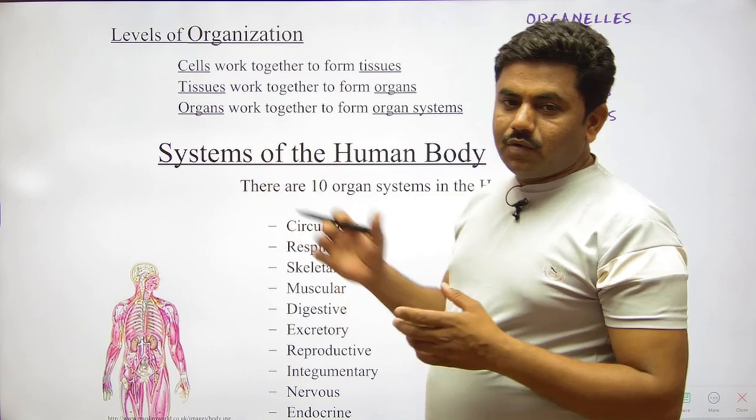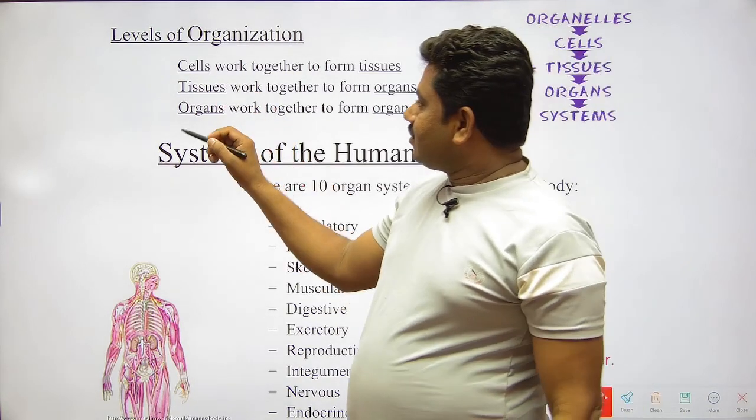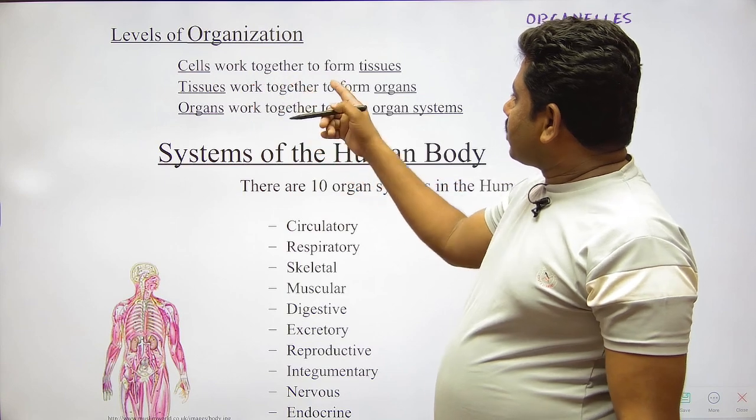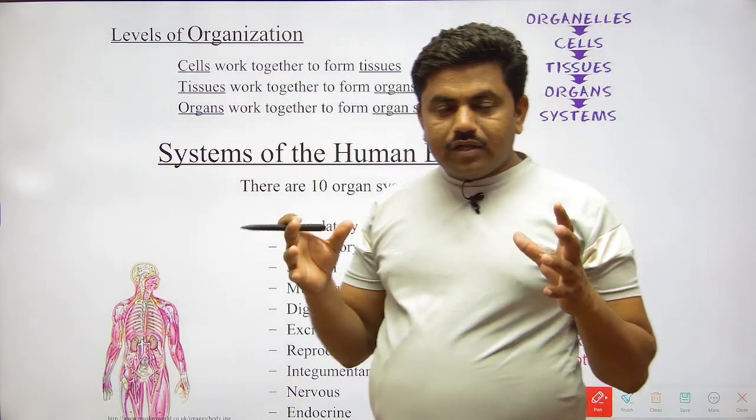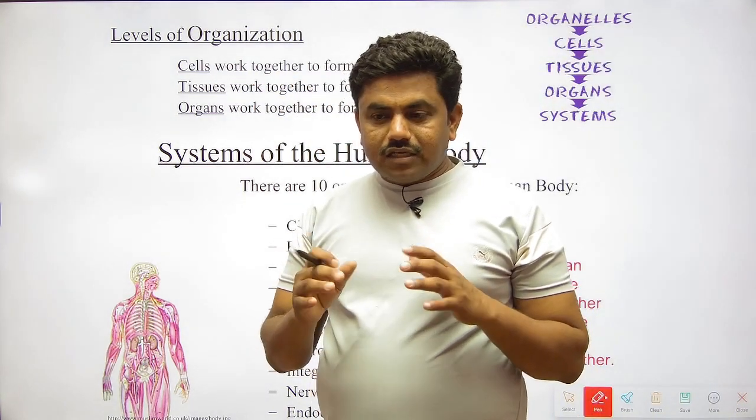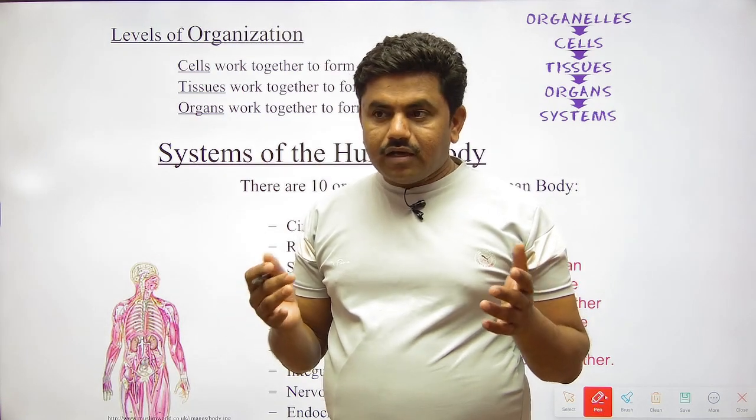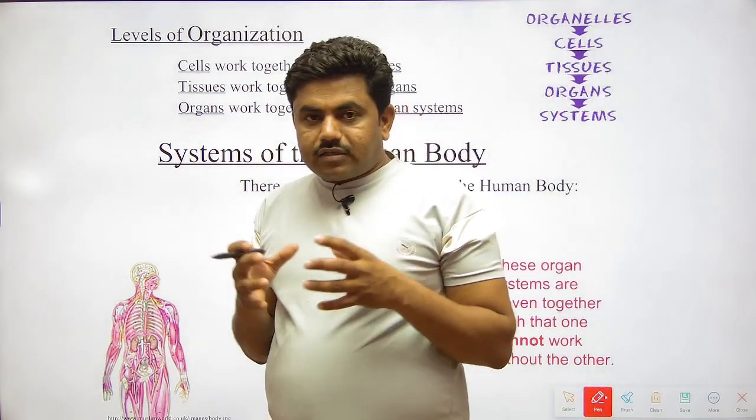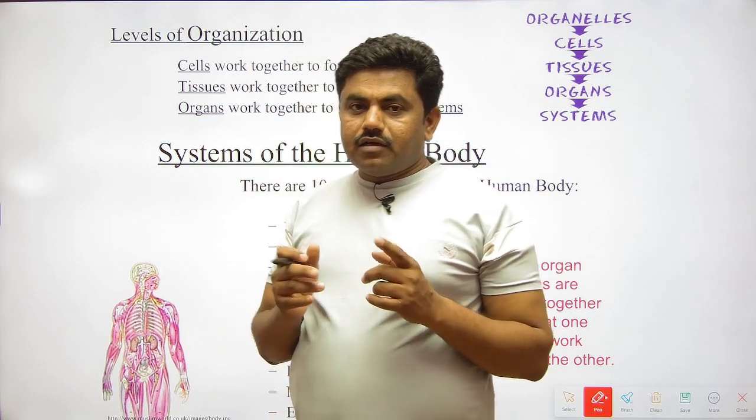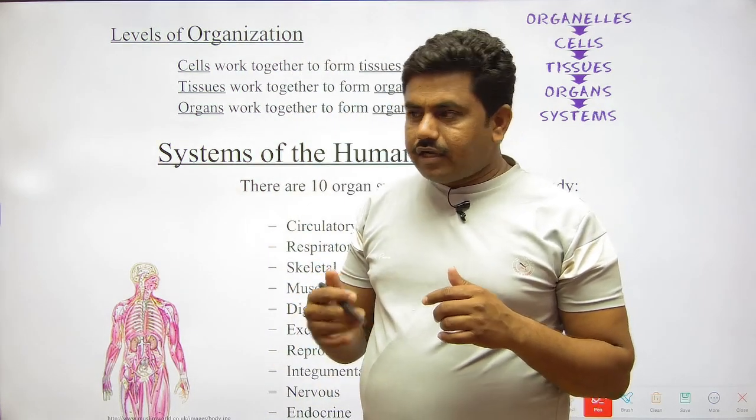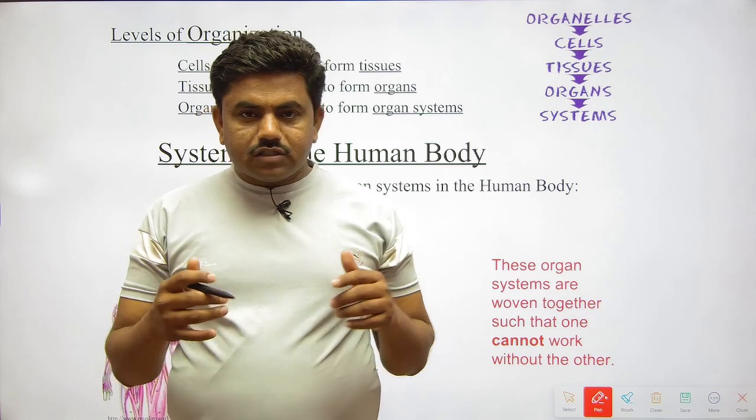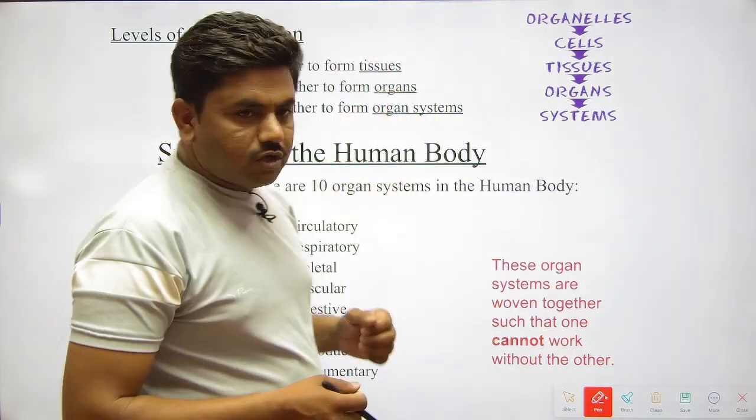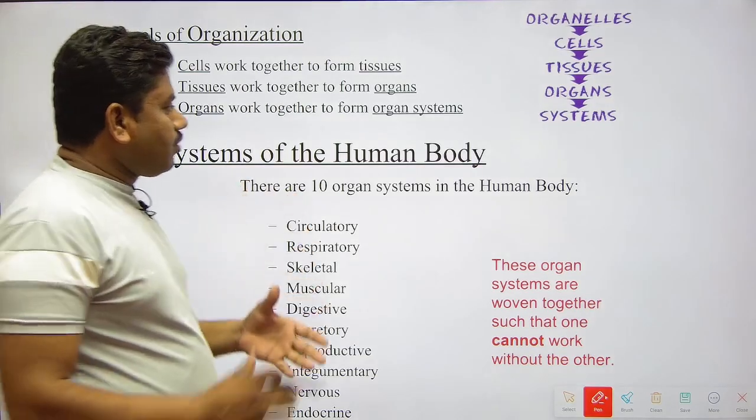In these levels of organization, the cells are there, and tissues are there, and cells work together to form the tissues. When a collection of more cells develops, it forms tissues, and when more tissues collect on one side, then it makes an organ. And when many types of organs collect, our body is formed, that is called the human body. Then now see the systems of our human body.